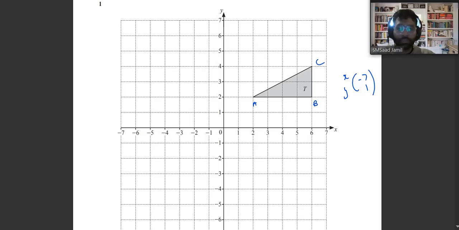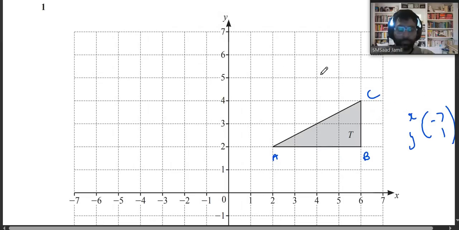Let me zoom it in a bit since you guys already know the question. So look, we will go 7 points backwards and 1 point upwards, because the value of x is -7 and the value of y is +1. So this becomes 1, 2, 3, 4, 5, 6, 7. Let me count it again: 1, 2, 3, 4, 5, 6, 7. So A will move onto this point.